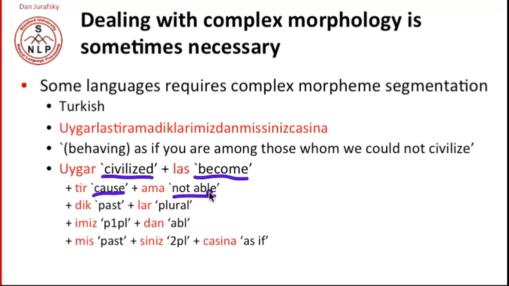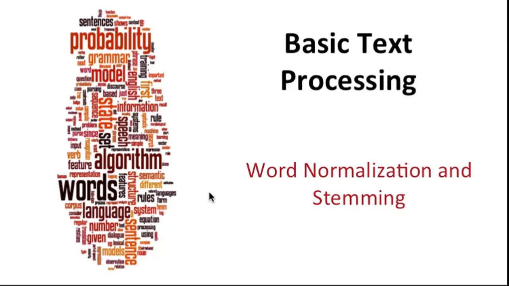So in languages like Turkish, and as we saw earlier for the very long nouns in German, we're going to have to do a richer and more complex morpheme segmentation. So as we've seen word tokenization, and now we've seen that words will have to be normalized and stemmed to map them to a normal form.